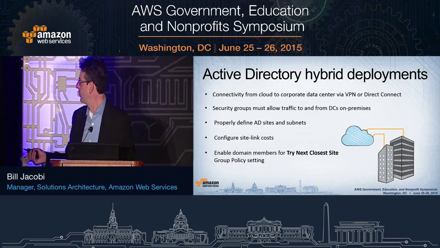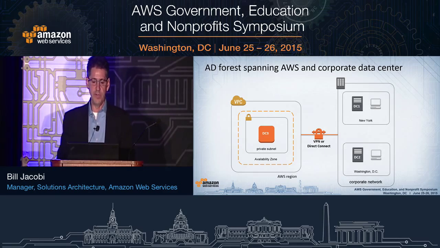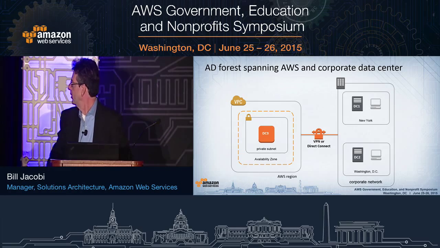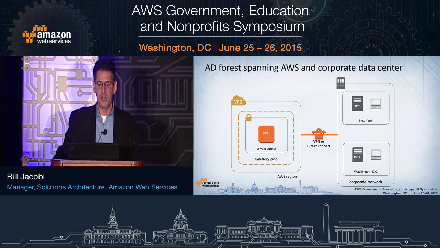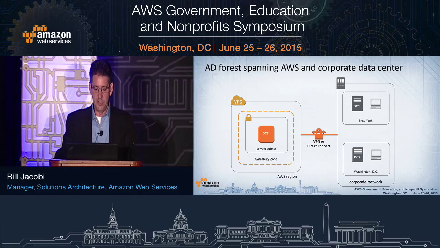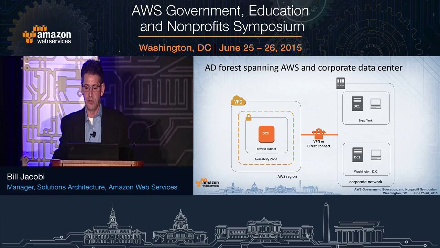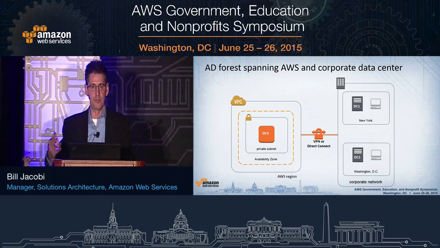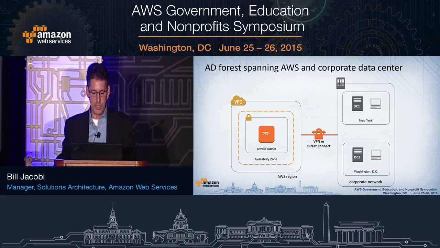And to just dive into what this looks like a little bit. If we had a forest that connected AWS and a corporate data center, it would look something like this, where we would connect AWS and on-premise through Direct Connect or VPN. And this is a very basic configuration. In the case of on-premise, there are only two physical locations, New York and Washington, D.C. And the first thing I would do is add a domain controller to AWS. This orange instance would be our third domain controller.